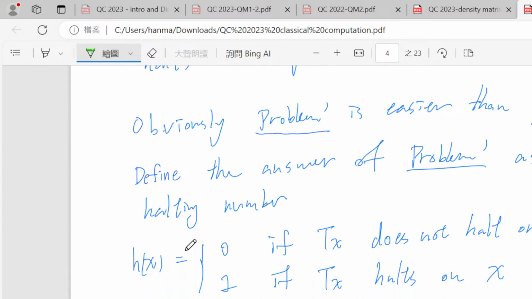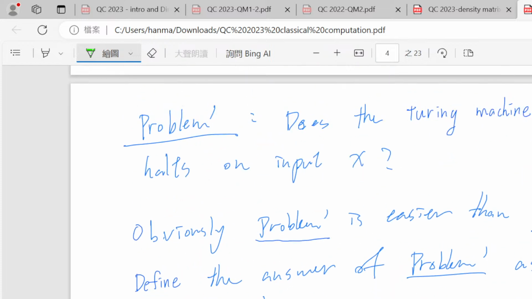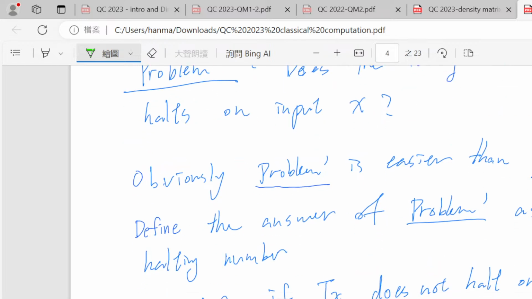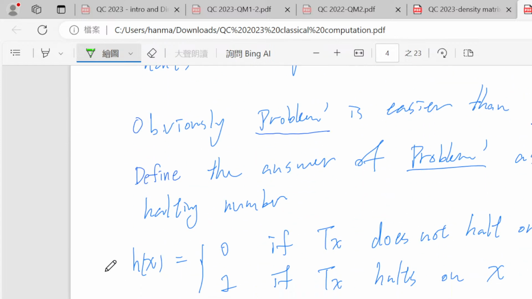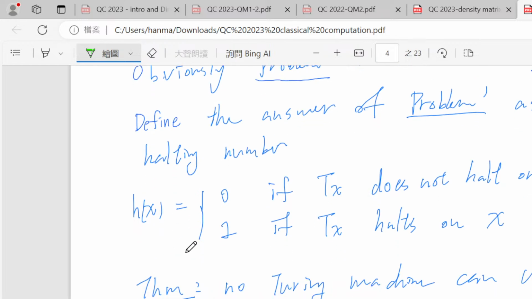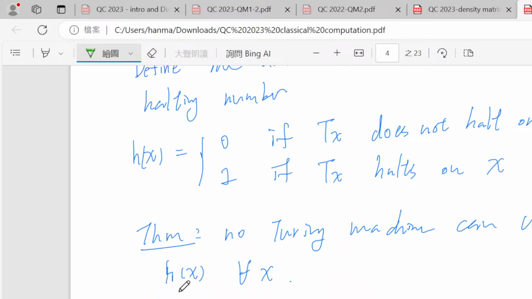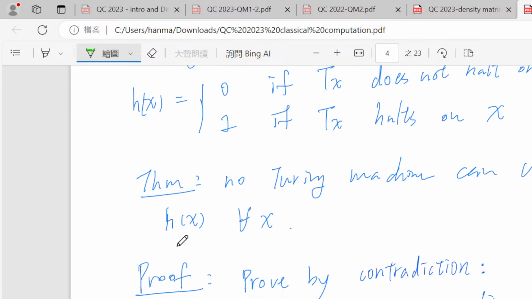Okay. And yeah, so this halting h of x is defined as 0 if this thing does not halt on itself, and 1 if it does halt on itself. Okay. So we can define this h of x. And then we have a theorem saying that no Turing machine can compute h of x. And to do this, we construct a really bad Turing machine that you cannot really say whether it halts or not. And so we prove a contradiction.